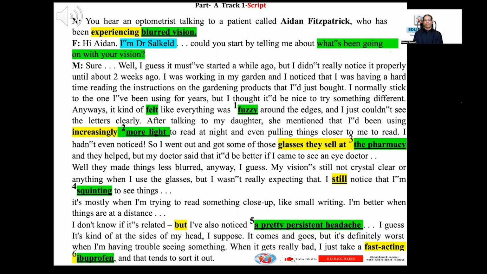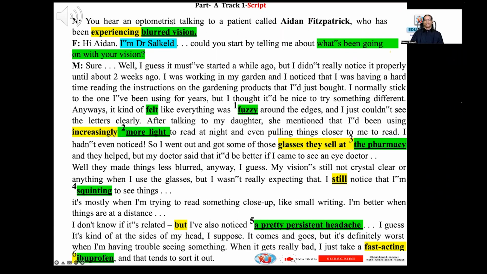So what are the problems? So what are the symptoms? What are the symptoms that you have? What are the complaints you have? So as I told you in the beginning, they have the issue given or the specialist mentioned. You hear an optometrist talking to a patient called Aiden Fitzpatrick.